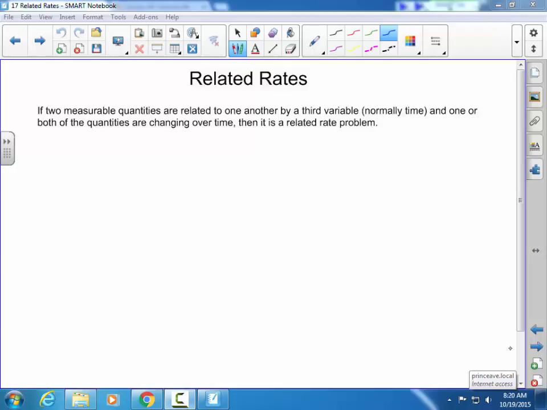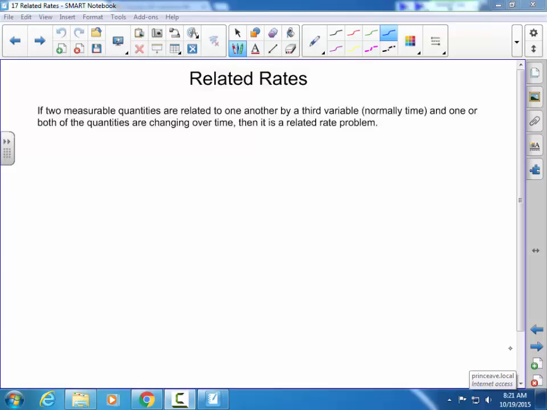Okay, so when we're talking about related rates, we're going to be talking about quantities where we've got two things that we're measuring, and they're both changing in relation to another variable. Normally, that third variable is going to be time. So when we're taking derivatives, we're going to be taking derivatives with respect to time. So instead of dy dx, it will be dy dt. Okay? So that's what our derivative will be.